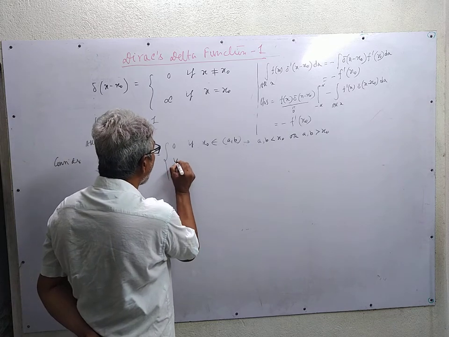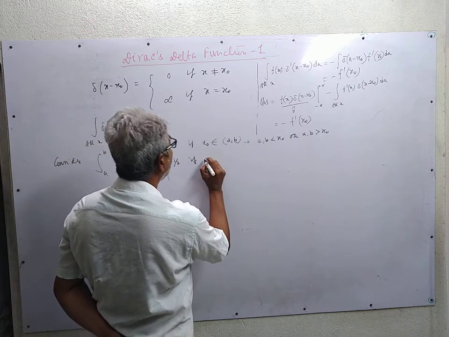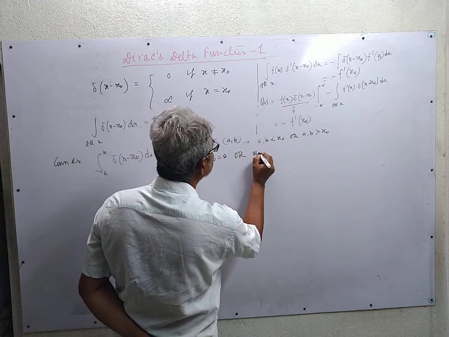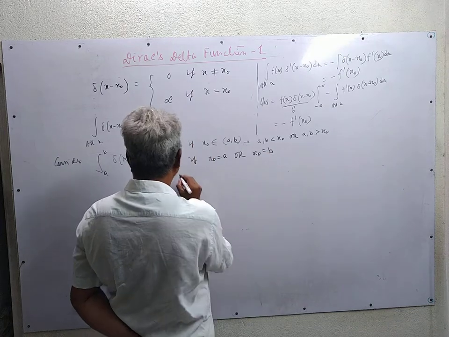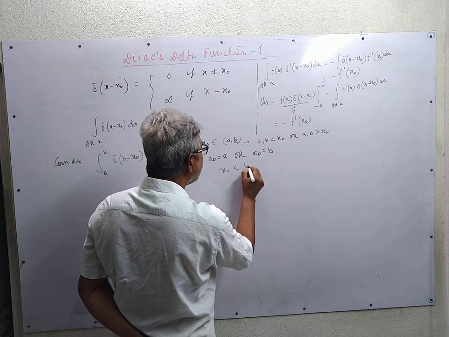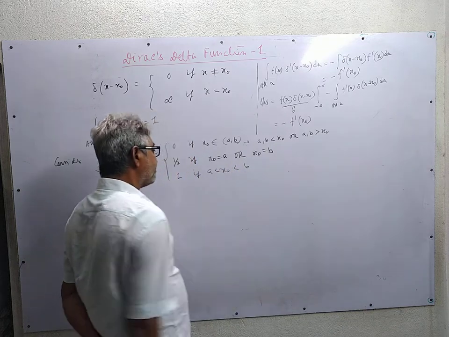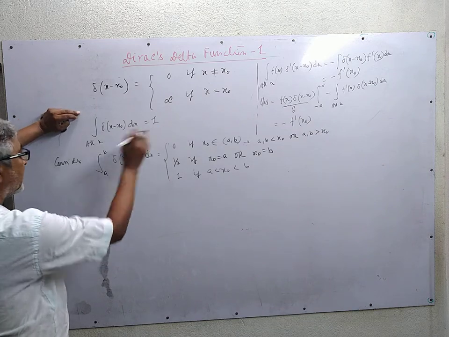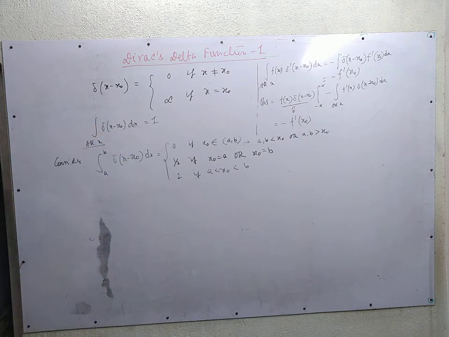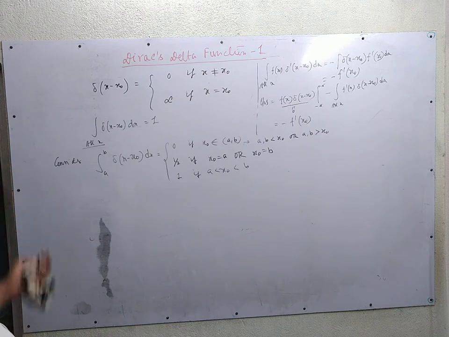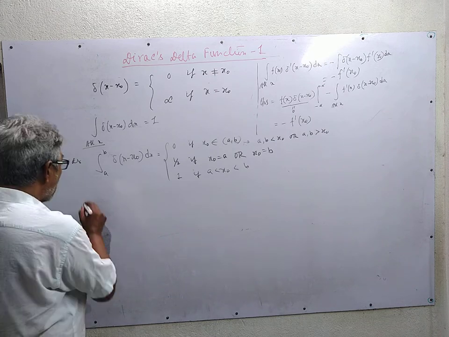It is equal to half if x0 is equal to A or x0 is equal to B, and this is 1 if x0 lies in between A and B. So you note the change in definition. This is the delta function defined over all x, and when we use it over a finite range, this is the definition of the delta function. Consequently, the shifting property also changes.